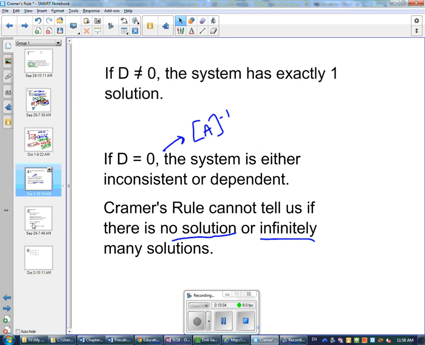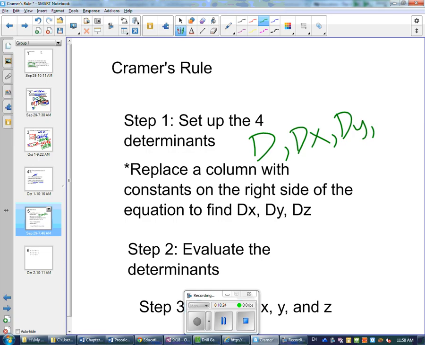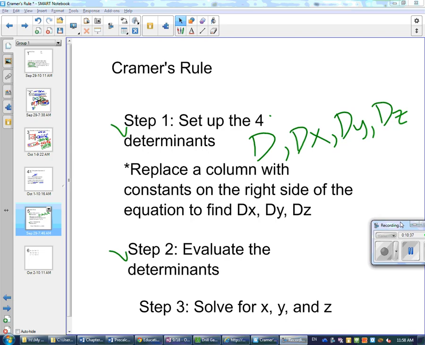Okay, so how do you actually use Cramer's rule? So Cramer's rule uses 4 different determinants. You'll have the determinant of the matrix, and then you are going to have a determinant with the x's, with the y's, and with the z's. And I'm going to show you on the next slide how to do that. So you're going to set up your 4 determinants, and then you're going to calculate them. And you're going to solve for x, y, and z.